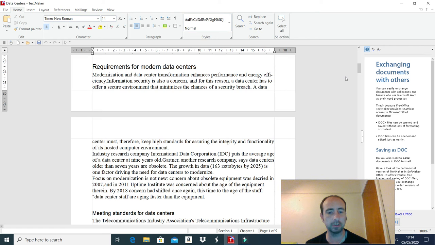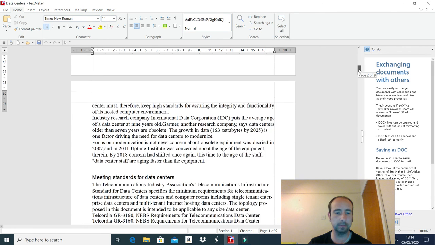Uptime Institute was concerned about the age of equipment. Then, by 2018, concern had shifted once again, this time to the age of the staff. Data center staff are aging faster than the equipment.